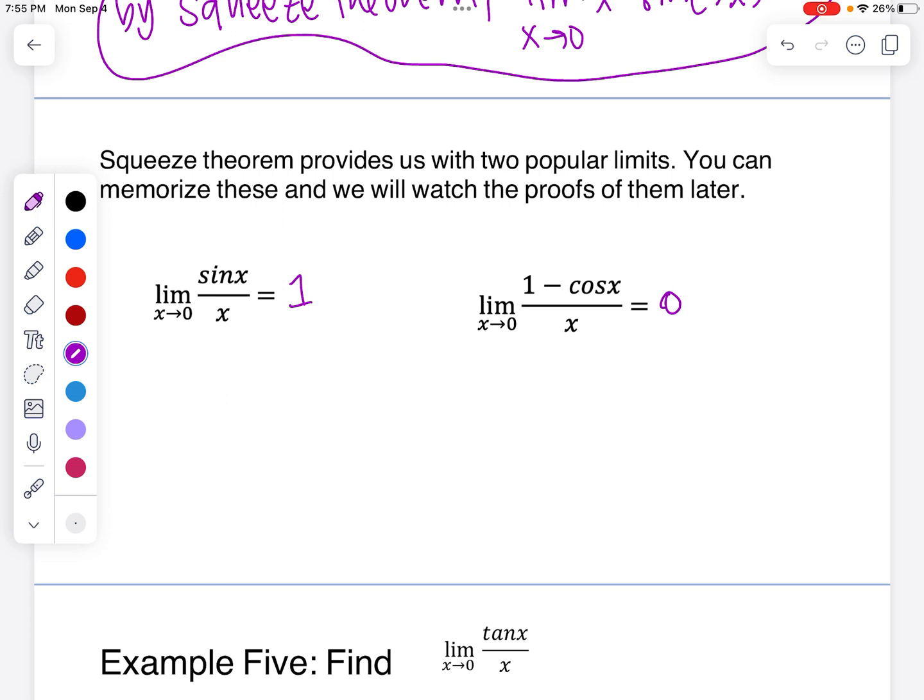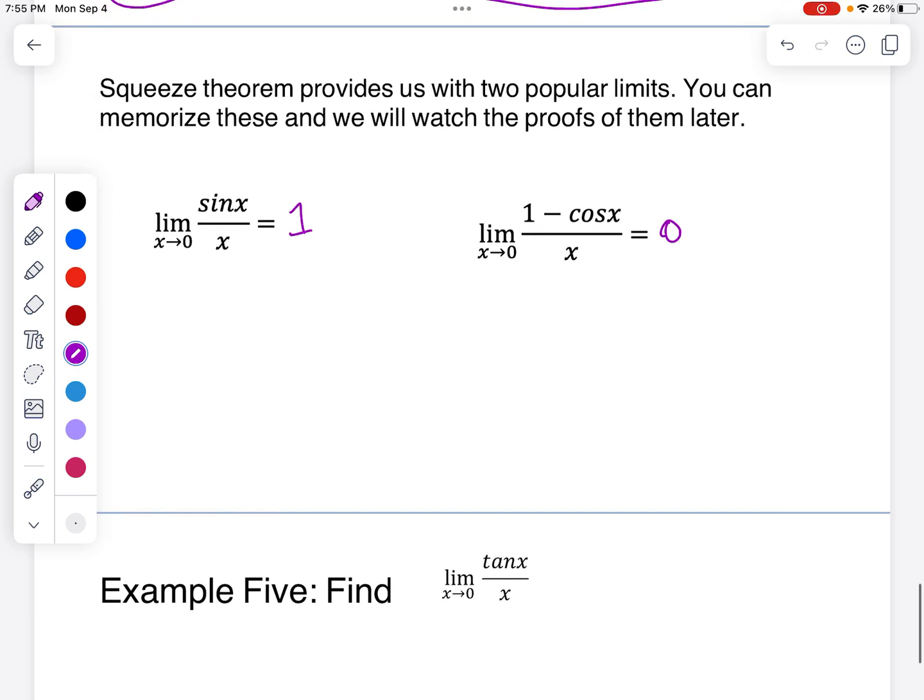Hold on. I'm just Googling it real quick. You can totally skip this laggingness. I just want to make sure it's not 0, or that it's not 1. Okay, it's 0. I just doubted myself for a second. Okay, so that one is 0.